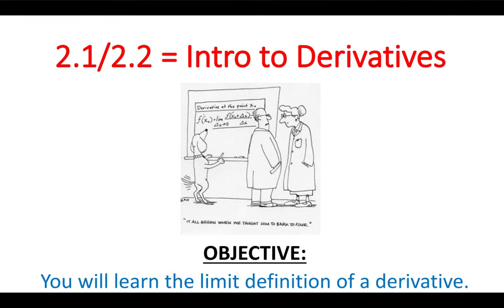All right, today we're going to jump into chapter 2 of our book, which is going to be our second big unit. And we're going to begin talking about something called a derivative. Specifically, we're going to talk about the limit definition of a derivative today. So we're going to link the previous unit, where we talked about limits, to our next unit, which is a very, very important part of calculus on derivatives.